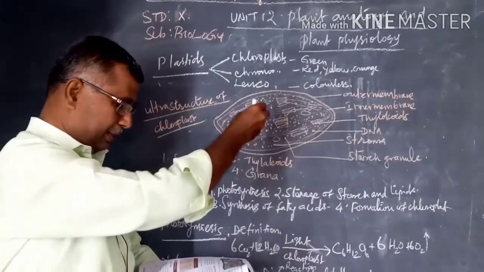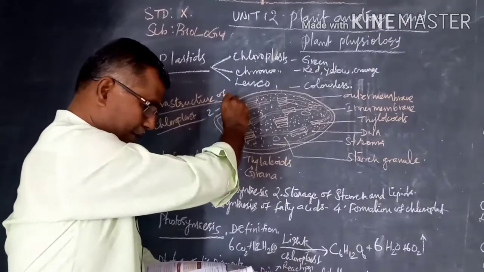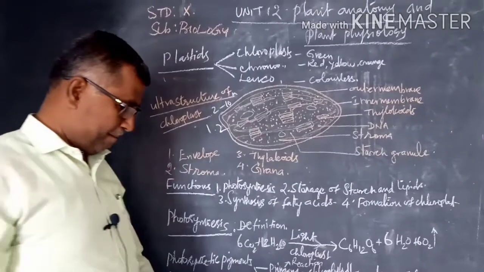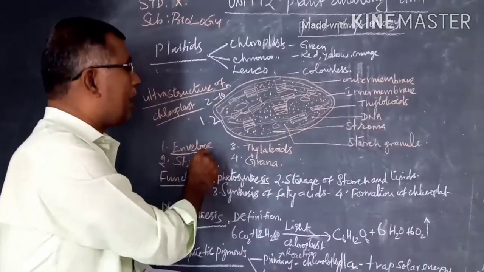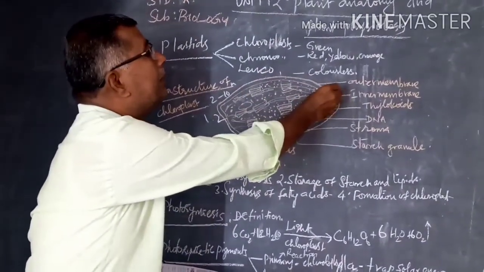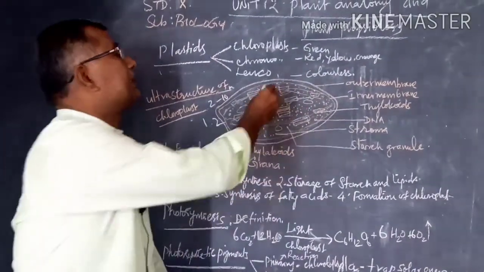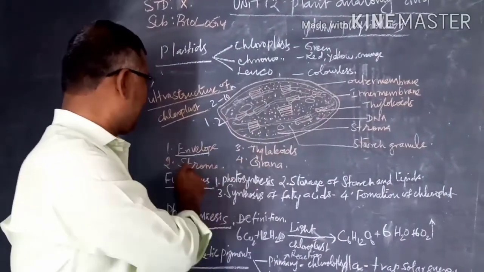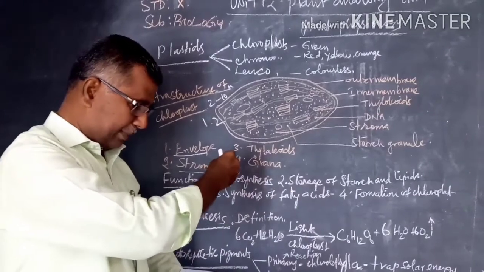The chloroplast is an oval shaped organelle having a diameter of 2 to 10 micrometer and a thickness of 1.2 micrometer. First we will see one by one, that is the envelope. Envelope means outer covering, which is divided into outer membrane and inner membrane, separated by the intermembrane space. Second one is stroma. The matrix present inside the membrane is called stroma.